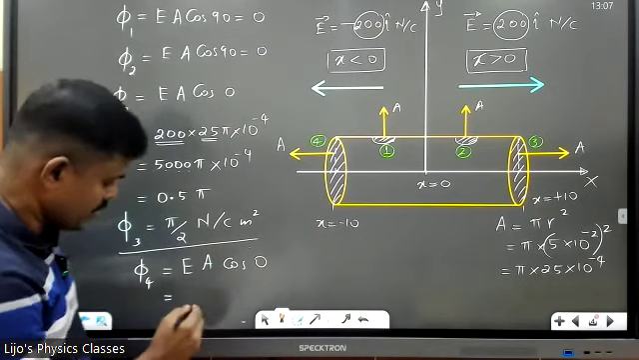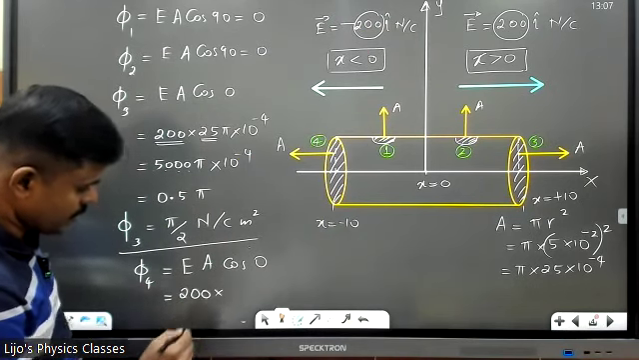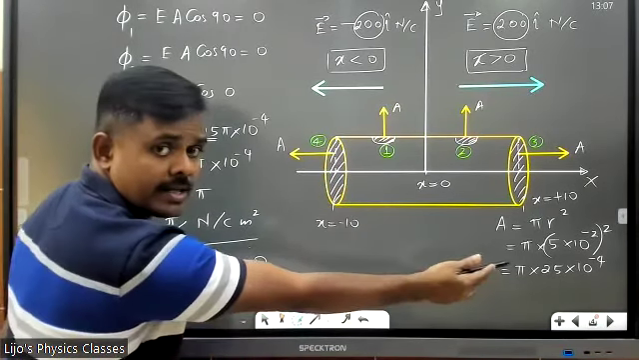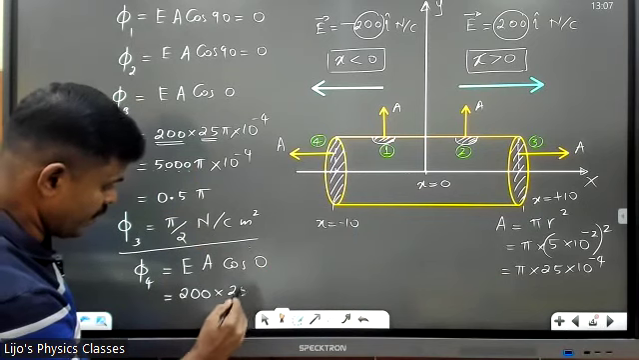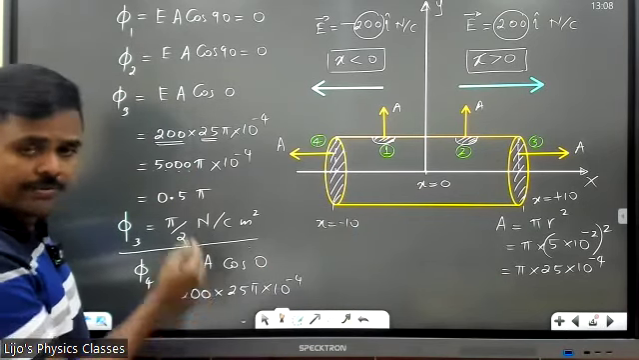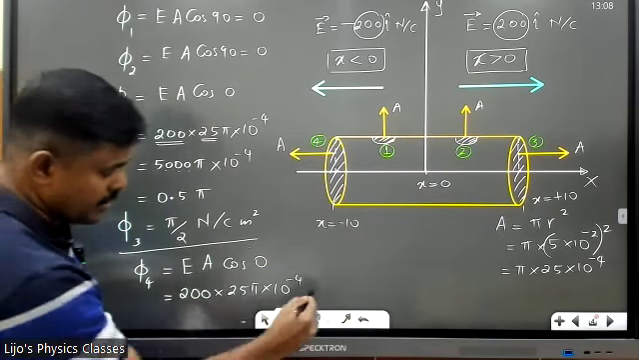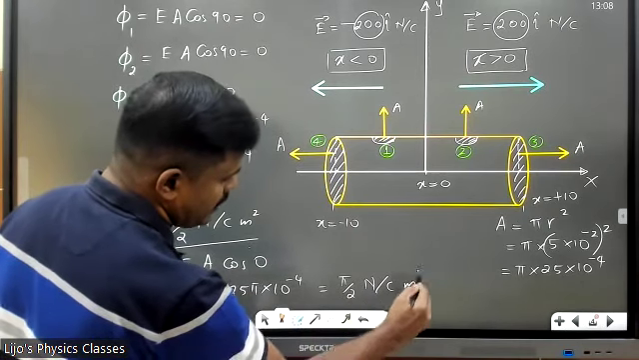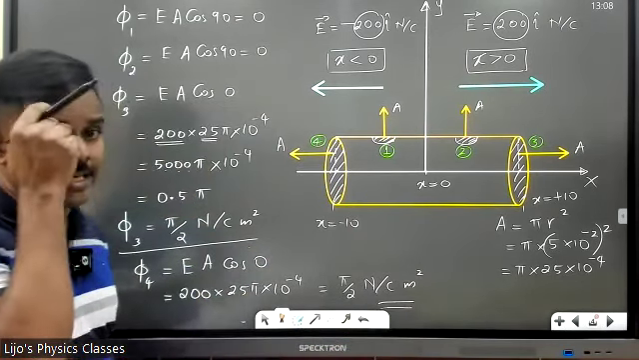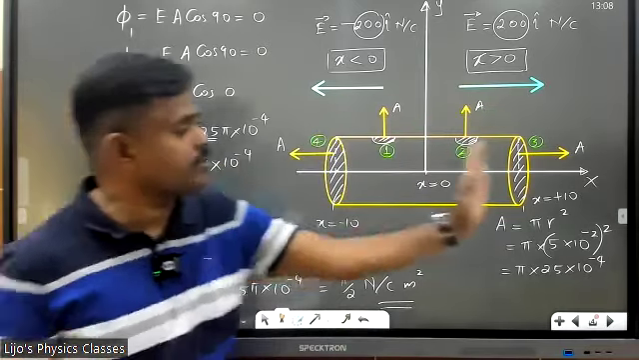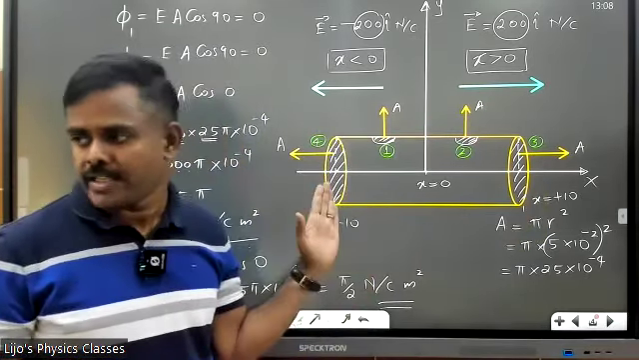All right. So tell me, this is 200 into area. Left surface is also circular. Area is found there, right? Tell me, 25 pi, 10 raised to minus 4. Same as before, right? So that's going to be what? Pi by 2 Newton per Coulomb into meter square. So I'm done with 4 cases. Flux through the curved surface, flux through the curved surface, flux through the flat surface, flux through the flat surface.